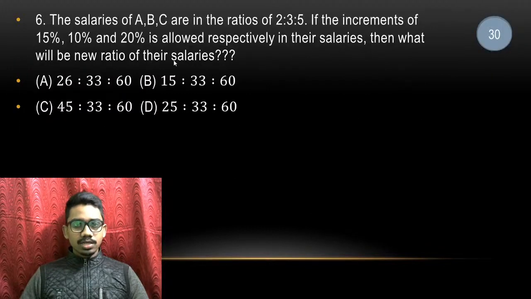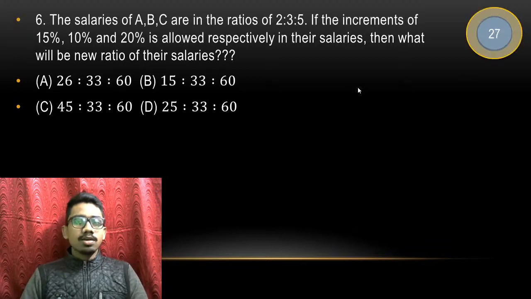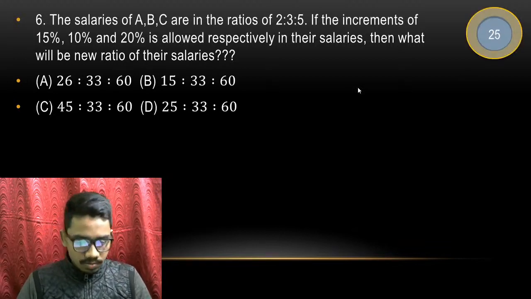Question number 6. The salaries of A, B, C are in ratio 2 ratio 3 ratio 5. If the increment of 15%, 10% and 20% is allowed respectively in their salaries, then what will be the new ratio of their salaries? ठीक है? So these are the options. Choose the correct answer. Your time starts now. You will be given 1 minute to solve this question.